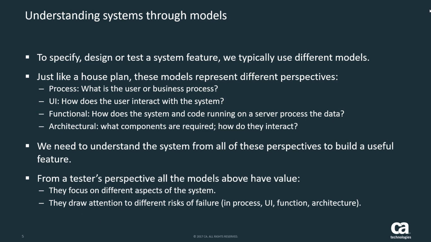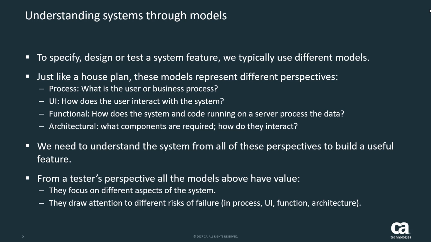Now, in order to specify or design or test a system feature, we might have one model, but more often we use different models. So the specification might be in the form of a user story and examples. The design might be a diagram or a flow chart that a developer sketches on a piece of paper before they write the code. And the tester might make a table of modes of failure and use that as a checklist to test that same feature. So these are all different models, and this is absolutely common across all activities in our projects.